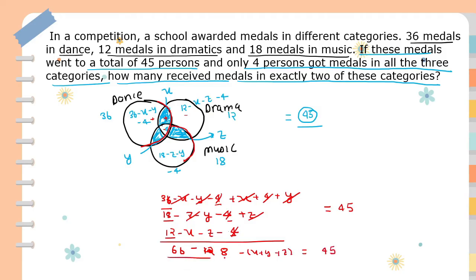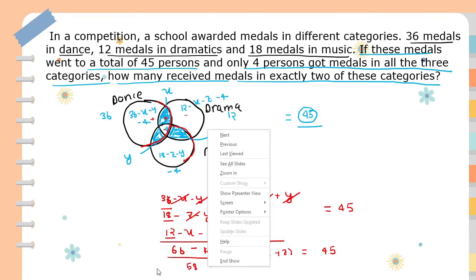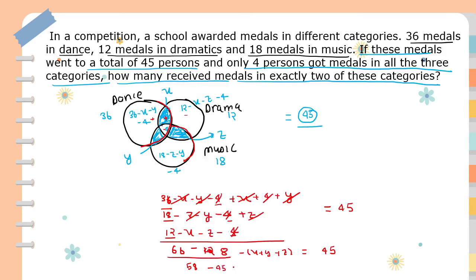So that means 66 minus 8, so it will be equal to 58. So 58 minus 45 will be equal to x plus y plus z. So x plus y plus z will be equal to 13. So there are 13 people, so there were 13 medals in exactly 2 of these categories. It was particularly asking about x, y and z, so we have found that it is equal to 13. So this was a very good question.